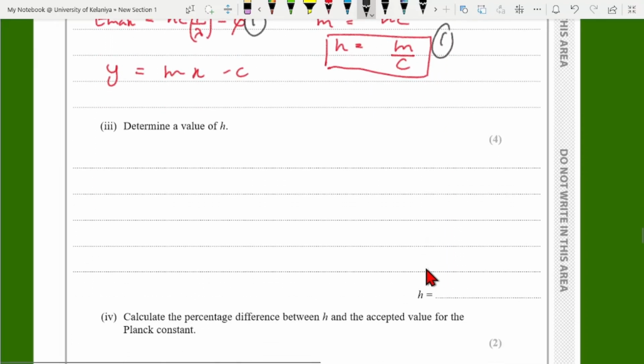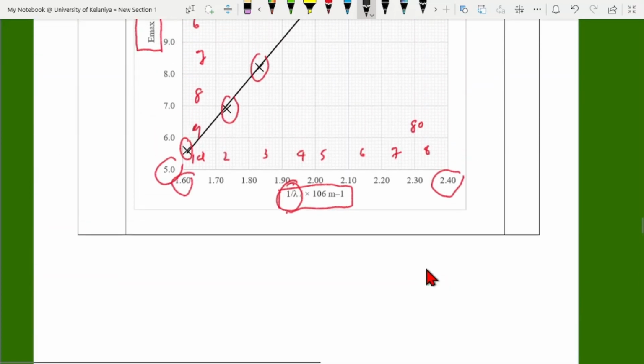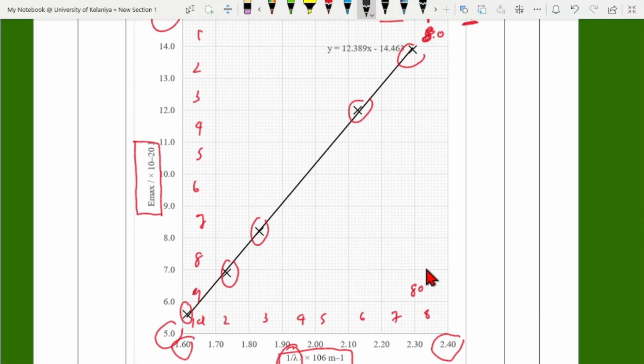Then here they are asking us to determine the value of h. How can we determine that one? We need to measure the gradient of this graph by using a large triangle. So here you should choose your triangle, and you should mention it like this.